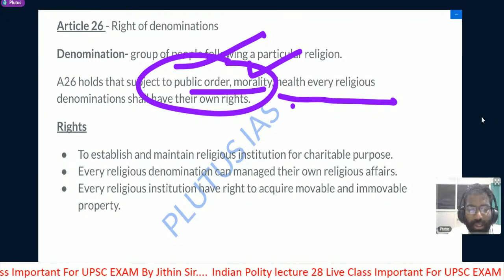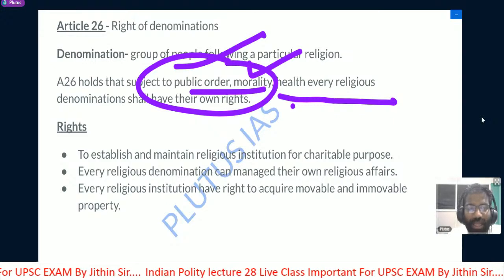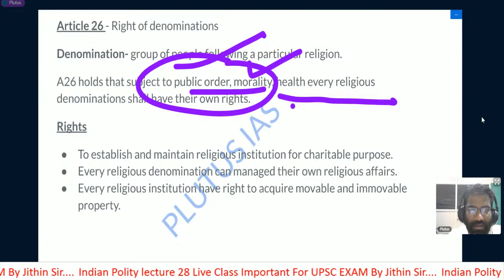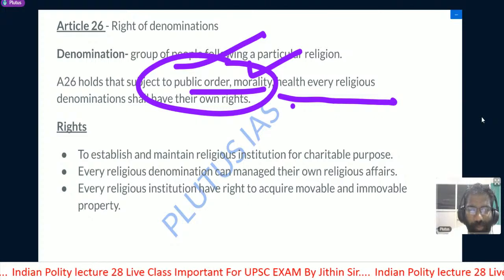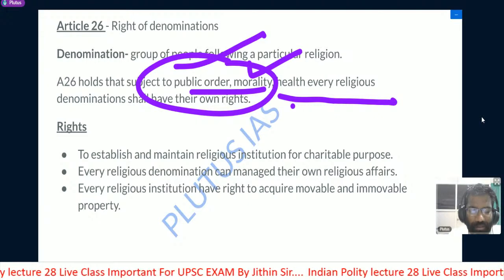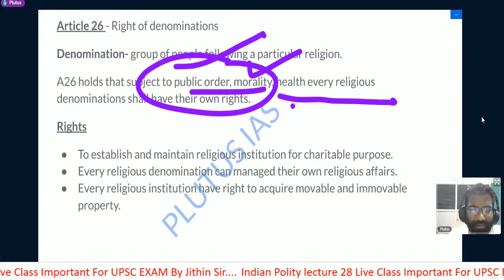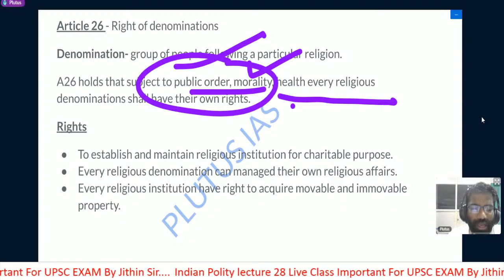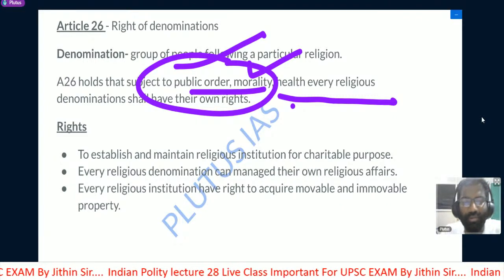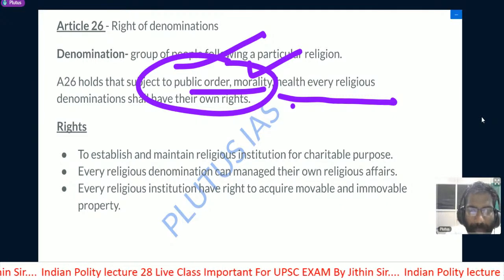Religious denominations are groups of people following a particular religion.